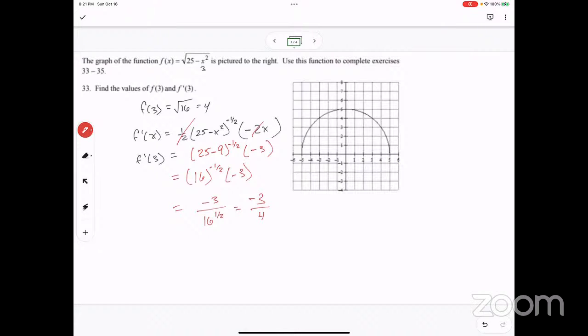And if you look at it up here, you can see that the slope of that tangent line should be negative, and 3/4 sounds about right.